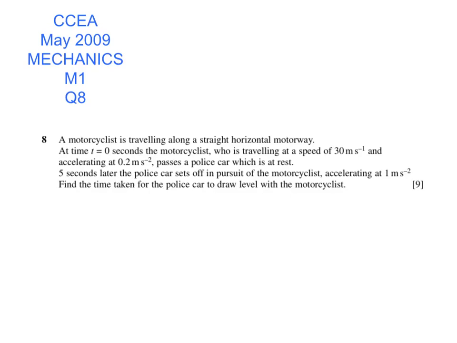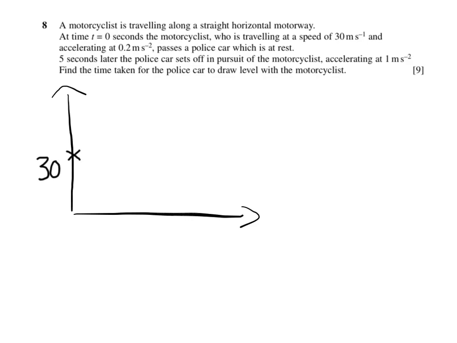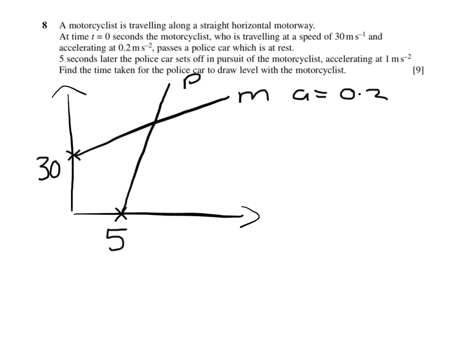for this solution. I'm going to start by representing the information from the question in a velocity time graph. When you do this in the exam, please make sure that you use a ruler and a pencil. The motorcyclist is travelling at speed 30 and accelerating at 0.2. Passes a police car which is at rest, and 5 seconds later the police car sets off in pursuit of the motorcyclist, accelerating at 1. So that's my police car and my acceleration is 1.